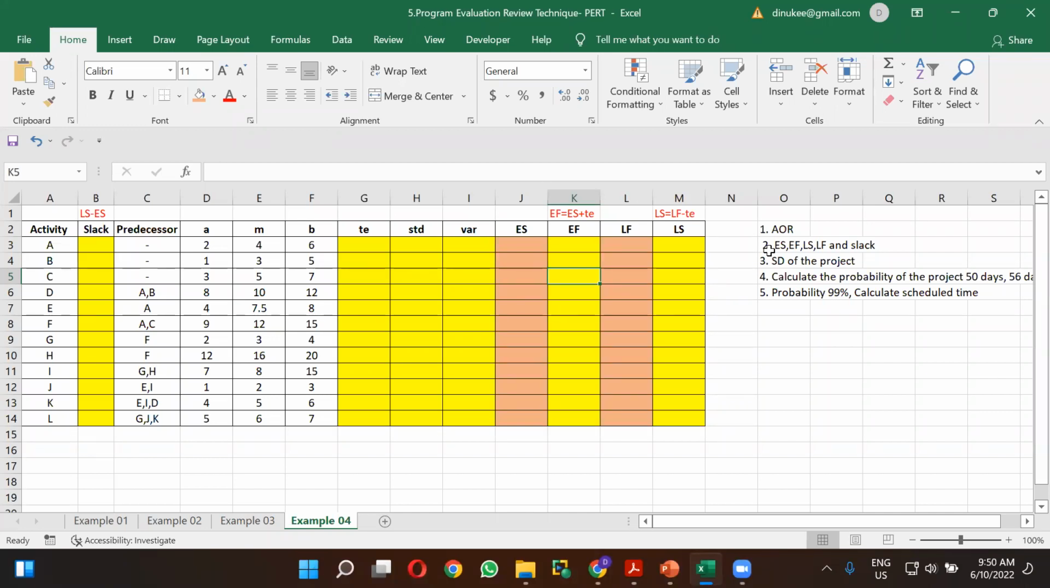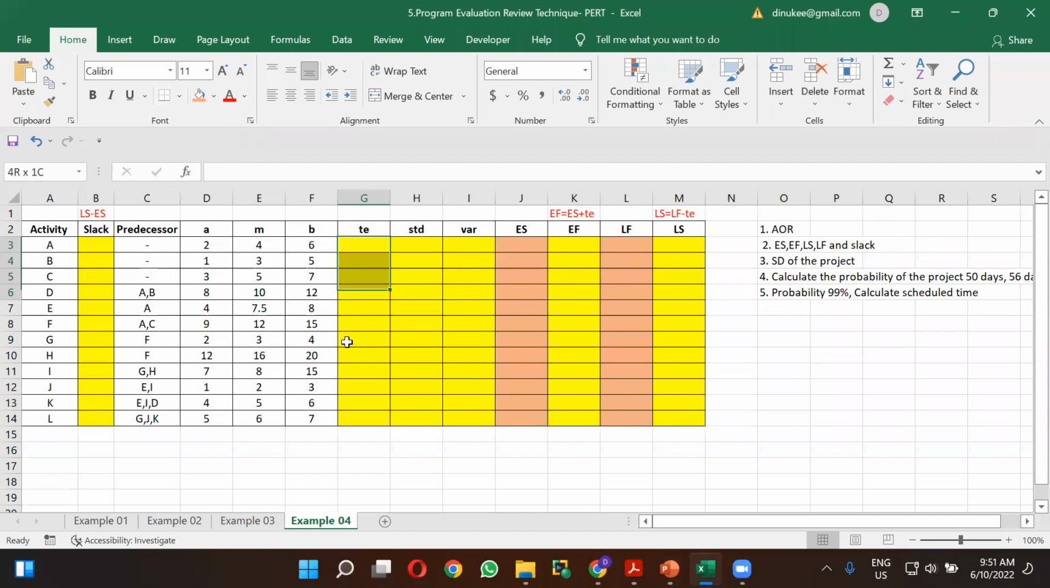Right, so after that, you can calculate the standard deviation of the project. Remember that after drawing the activity on arrow approach and after calculating all this early start, early finish, all these things, you can find out the critical path. So in the standard deviation of the project, you have to take variances of the critical path activity and get the square root out of that.